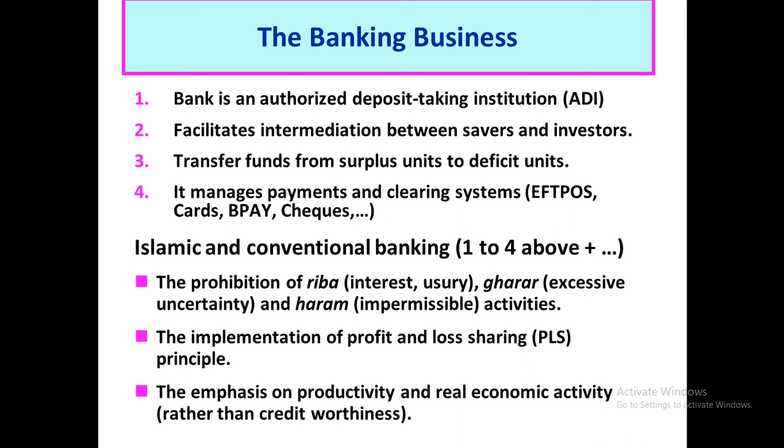The fourth main objective of the bank is to manage the payments and clearing system. What are managed payments? EFTPOS, electronic funds transfer at point of sale. These are machines provided by institutions and organizations at points of sale. Buyers purchase products where they are available and pay their prices electronically by machine. This includes cards such as debit cards, credit cards and other cards.